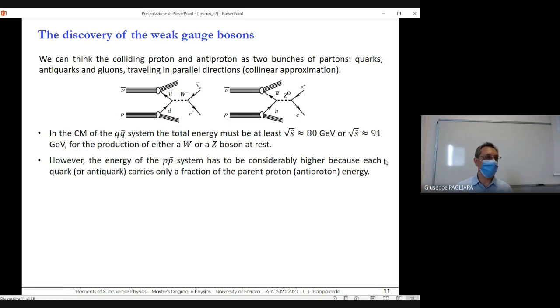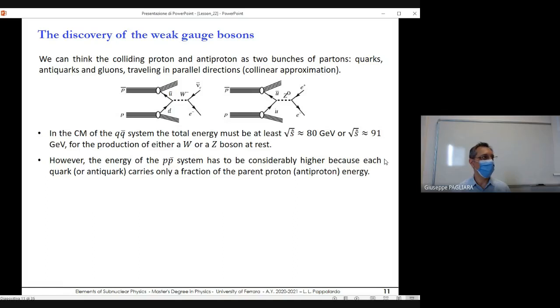So what we know now from the structure of the proton that we studied a couple of weeks ago, we know that quarks inside the proton share part of its momentum. And this fraction of the momentum carried by the quark is given by the X-Bjorken variable, if you remember. So the higher the energy of the two beams, the higher the probability that you get a quark and antiquark colliding with the proper center of mass energy. So at least 80 GeV if you want to form a W, or at least 91 GeV if you want to form a Z. Is that clear?